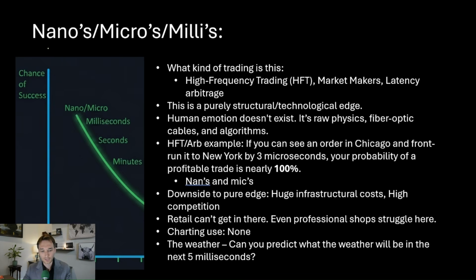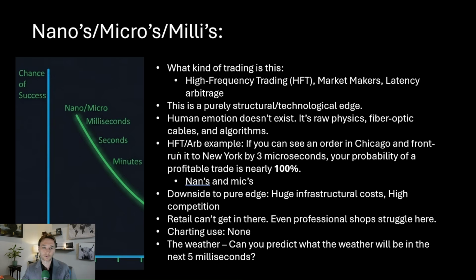All right, let's start off in the left side of the curve with nanos, micros, and millies. Nanoseconds, microseconds, milliseconds. Millies have some overlap with the next section. But what world is this? This is the high frequency trading world. This is the low latency world. This is the market makers, the latency arbitrage. This is purely structural, technological edge. We don't even talk about human emotion here. We're talking about fiber optic cables, raw physics.